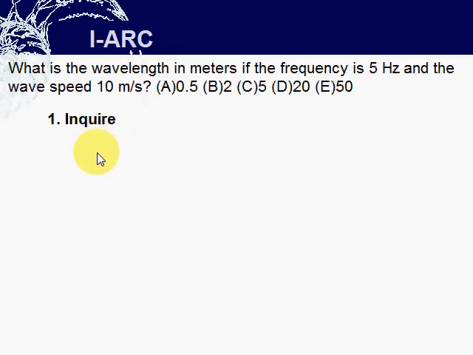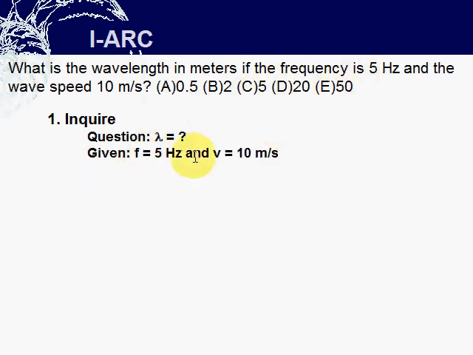What is the wavelength? So I write down, I need to know my wavelength. That's the question mark. This is what I'm looking for. So I write down symbolic form, the shorthand notation. That's going to help me figure out what the formula is. Then I'm given, again in symbolic form, f equals 5 hertz, and v, the velocity, 10 meters per second.